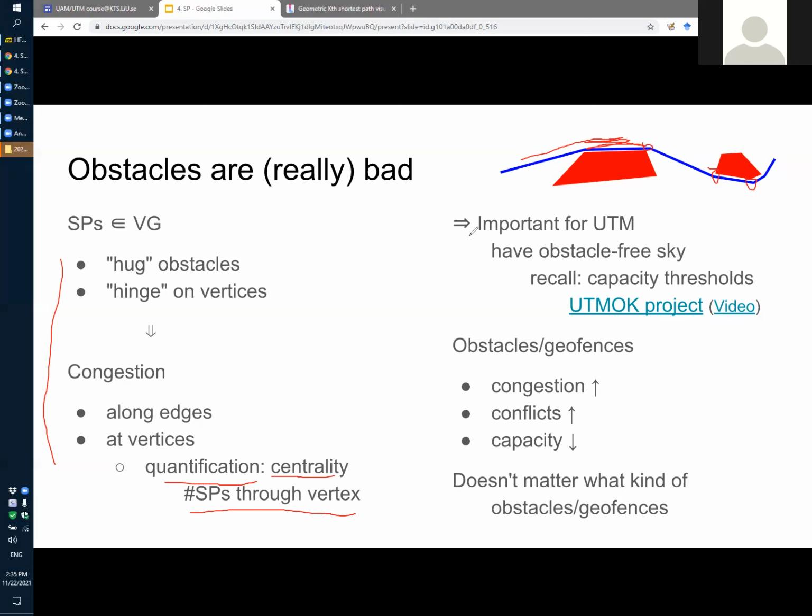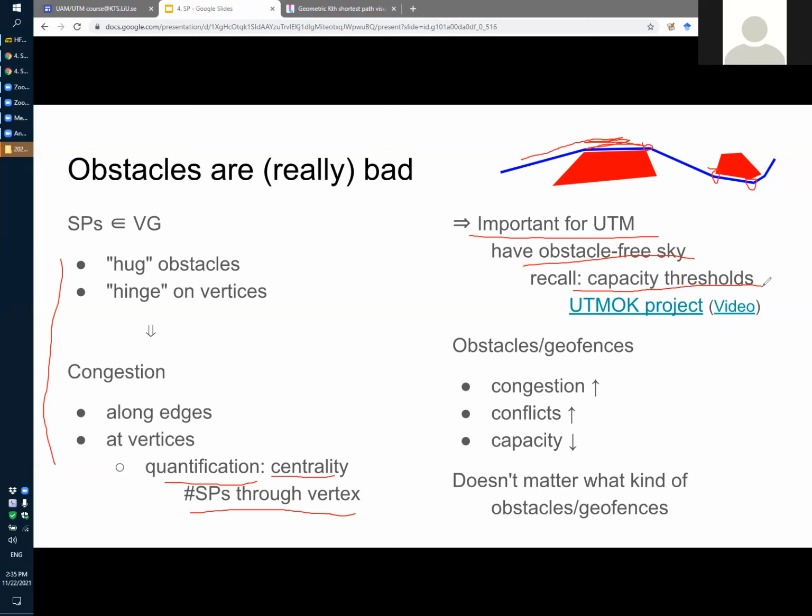One is that, of course, for UTM it's really important to have obstacle-free routing. Direct routing is good in terms of efficiency, but it's also good in terms of safety. And where you have the congestion, there you have higher probabilities of collision, loss of separation, DAA (detect and avoid), conflict resolutions, and all these other things that you don't want to see.